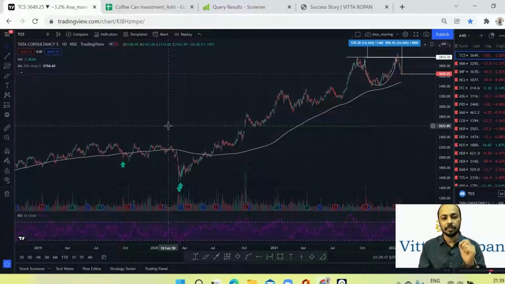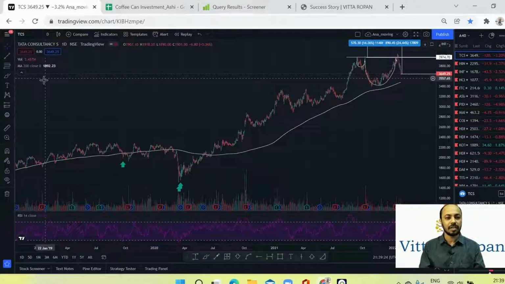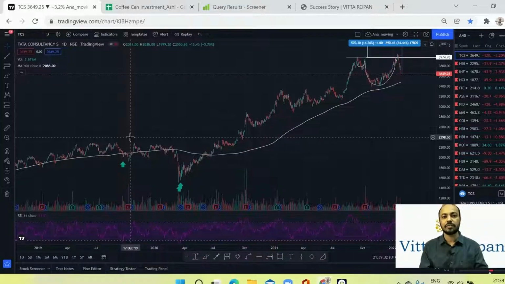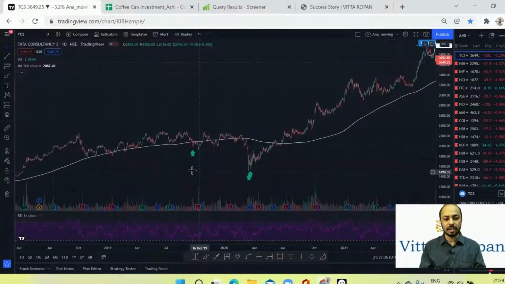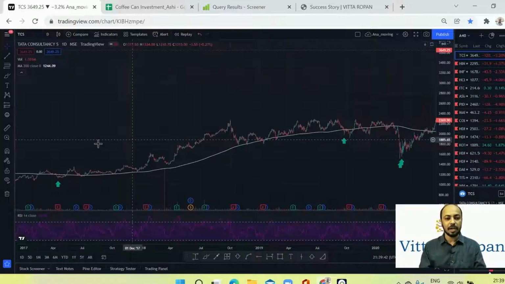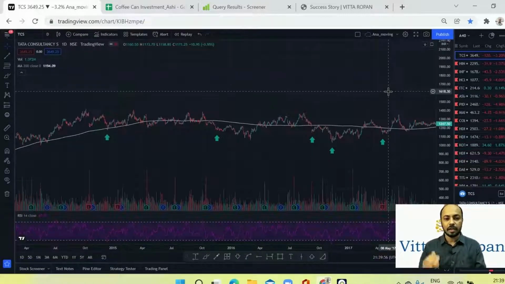The first example, the stock I have picked, is TCS. I have already put the 200-day moving average indicator, which you can see here shown by a white curve. I have taken the last 5 years for our case study. Wherever you see this green symbol, that is our buying opportunity. Let me take you 5 years back. From 2015 till date, whenever an opportunity was available, I have made the case study out of that.